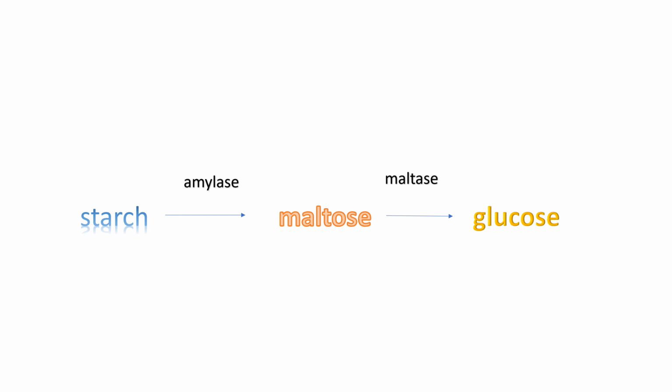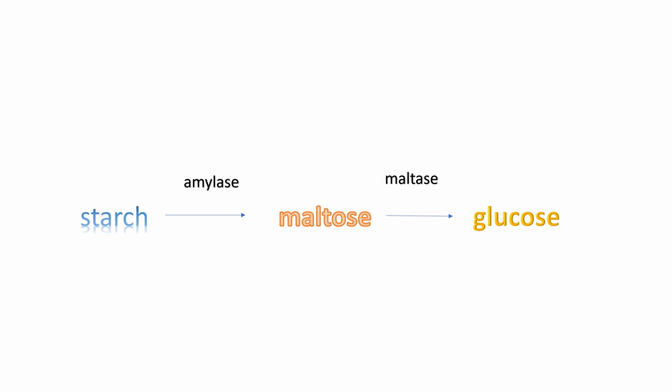So now I'm going to speak a bit about enzymes and a very well-known example of when you digest. For example, if you eat some bread, in the bread there's some starch, and the starch is going to be transformed by amylase. Amylase is an enzyme that will cut starch into maltose, and then the maltose will be transformed by an enzyme called maltase into glucose.